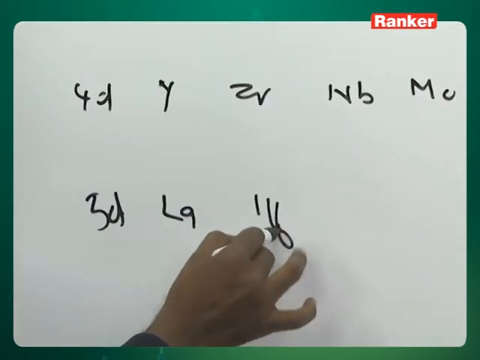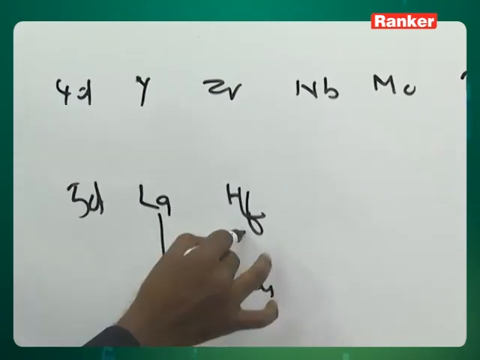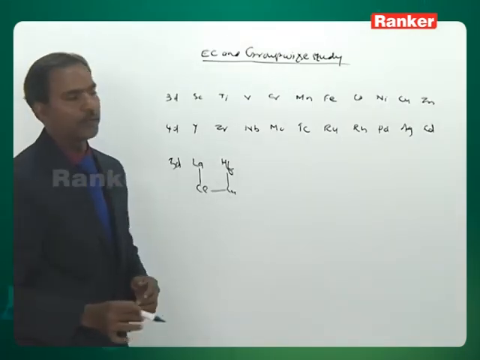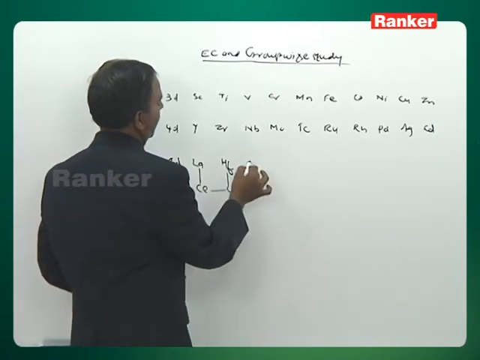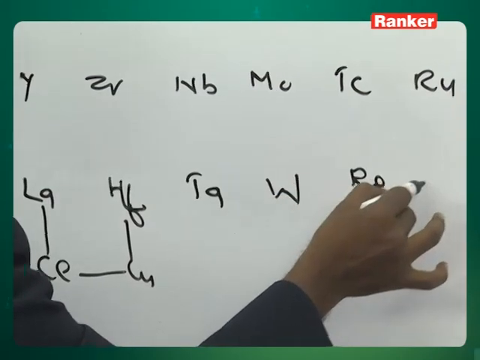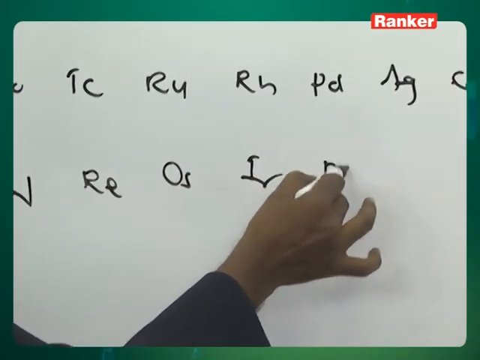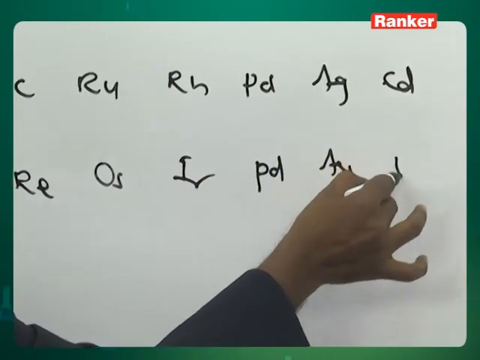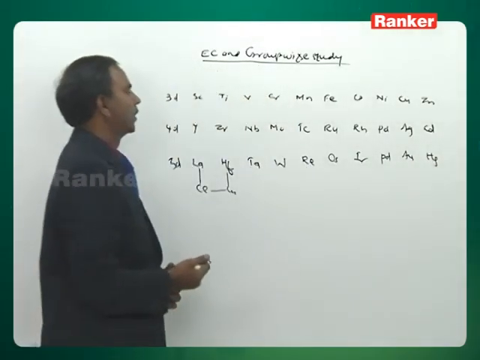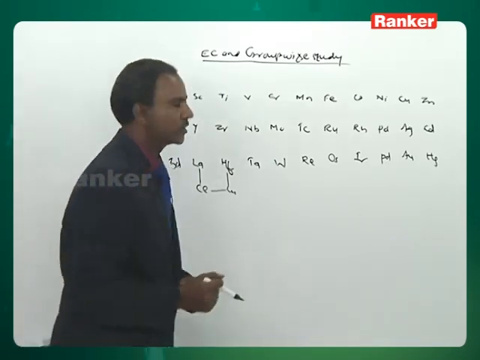Lanthanum, hafnium. In between these two, as well known to you, cerium to lutetium. This is what you call lanthanides. Next, after lanthanum and hafnium, it is tantalum, tungsten, rhenium, osmium, iridium, platinum, Au and Hg. These are the 3D series, 4D series and 5D series of elements.